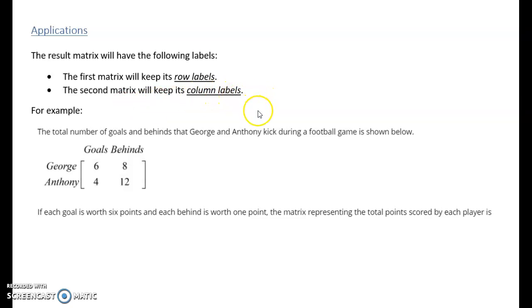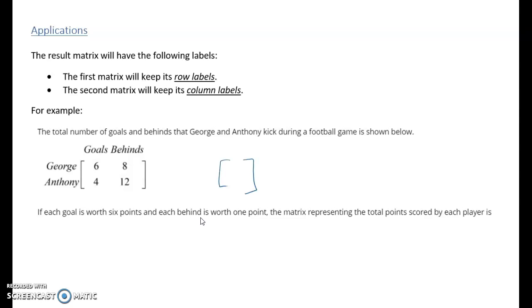Now, we've been given an example where we've got George and Anthony and they're at a football match, and this is what they kicked. So George kicked 6 goals and 8 behinds. Anthony isn't so accurate. He kicked 4 goals and 12 behinds. Now, for those who don't know football, each goal is worth 6 points and each behind is worth 1 point. So to do the second matrix, we're going to have to set it up like this. Okay, so it's going to be the points value.